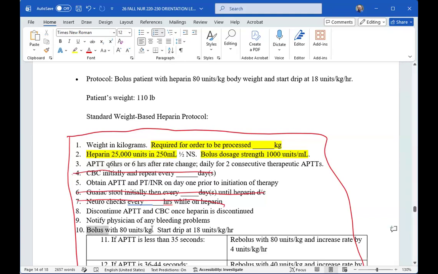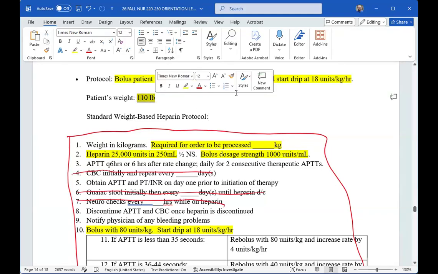Again, step 10 just repeats what was stated at the top of the intro. So you can see, I'm highlighting all the important stuff. If you want to underline or highlight, I'm highlighting what's important. Everything else you can ignore. The other thing is, what I'm about to show you is a protocol. It's standard. As long as they're doing a weight-based heparin protocol, which is what you're going to get, your availables are always going to be the same. The only thing that's going to change is the patient's weight.